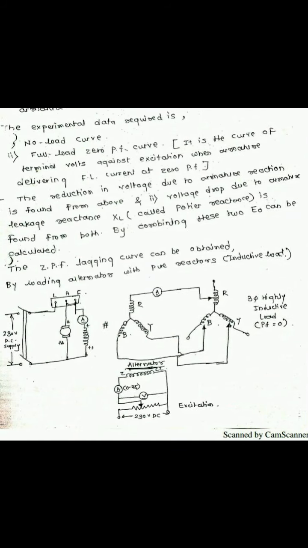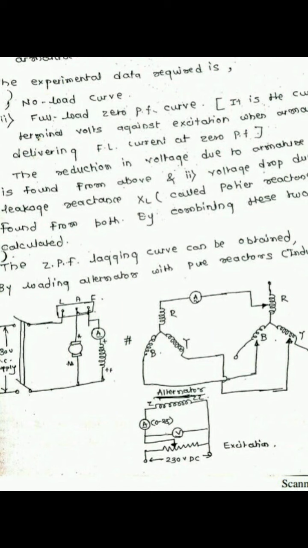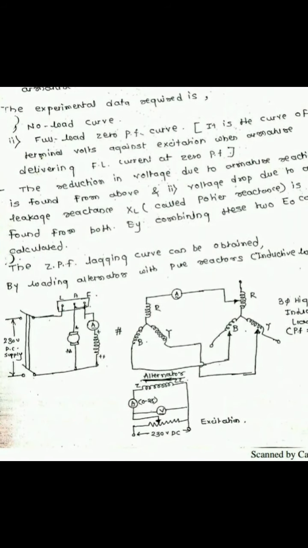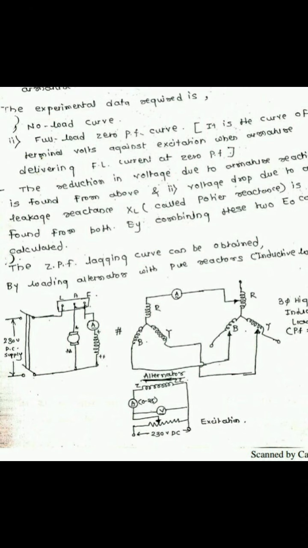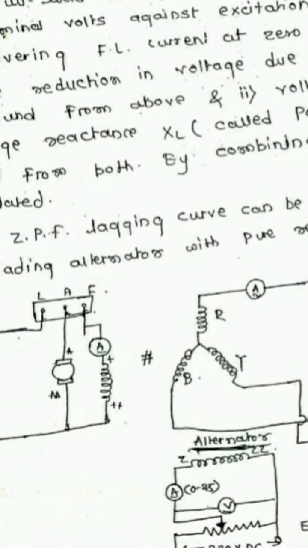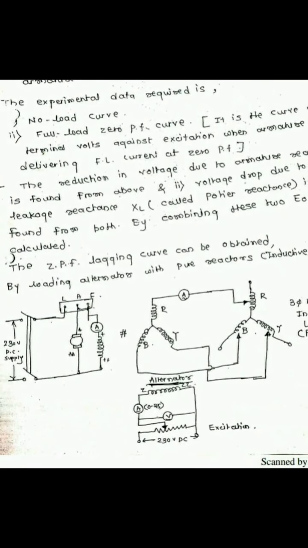So let's start the detailed explanation of the zero power factor method. As shown in the figure, there is a circuit diagram for the experimental setup of the ZPF method. In this method, we want to get zero power factor at the wattmeter reading. First of all, we are using a DC shunt motor, through a 3-point starter, which will give the excitation to the alternator.